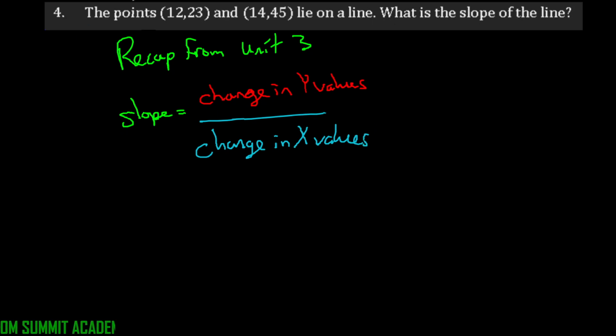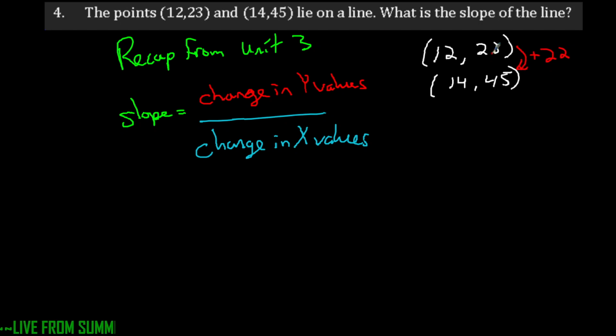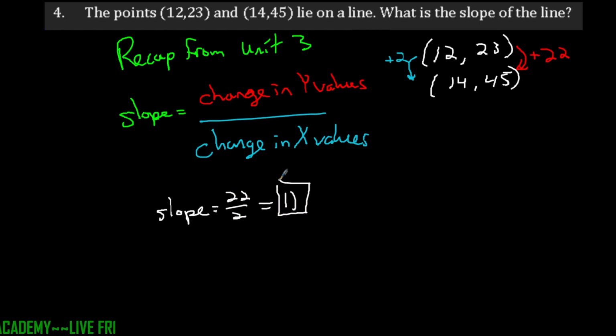So let's write our 2 points that we have. I have 12.23 and I have 14.45. Find my change in y. That's going to be plus 22. Find my change in x. That's going to be plus 2. Write it as a fraction. So my slope is equal to 22 over 2, which is equal to 11. So again, real simple. Have your 2 points, write the ratio, and simplify.